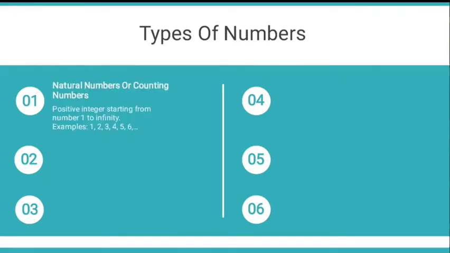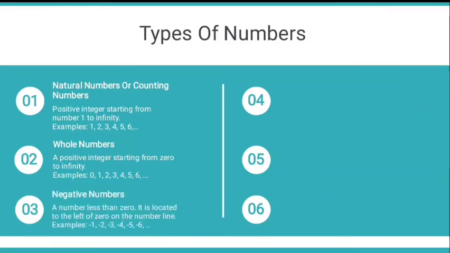Natural numbers or counting numbers. Natural numbers or counting numbers are positive integers starting from number 1 to infinity. Examples: 1, 2, 3, 4, 5, 6, and so on. Whole numbers. Whole numbers are positive integers starting from 0 to infinity. Examples: 0, 1, 2, 3, 4, 5, 6.